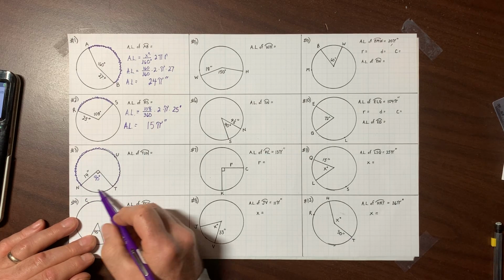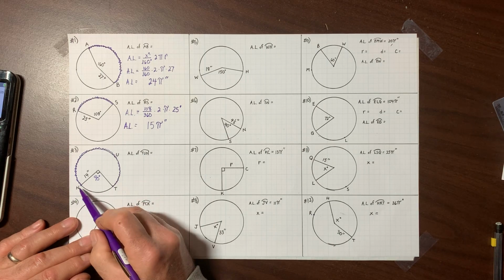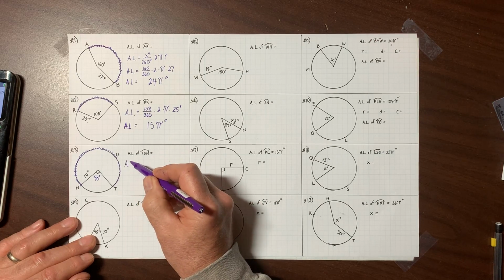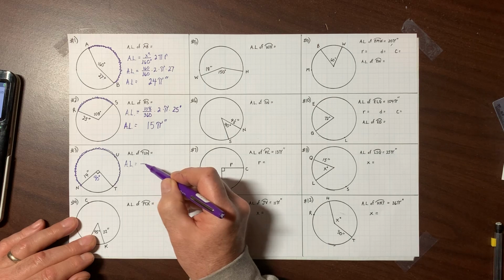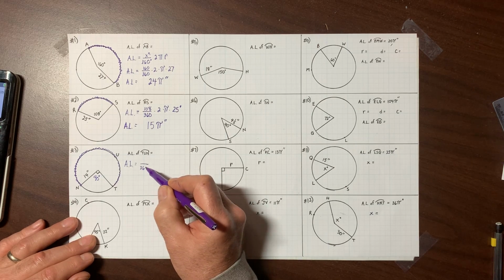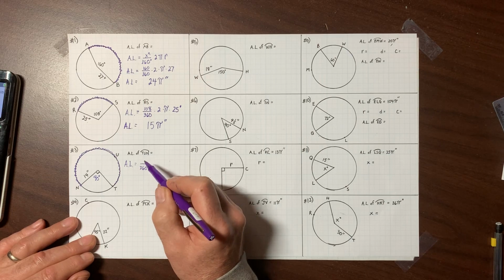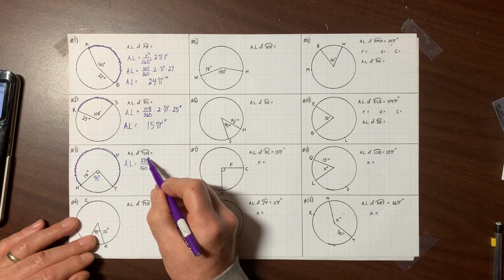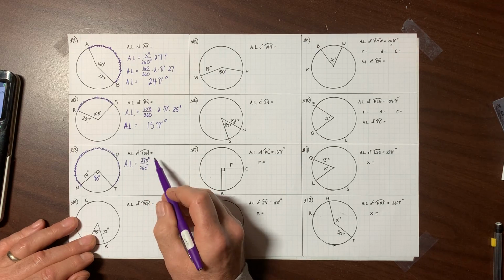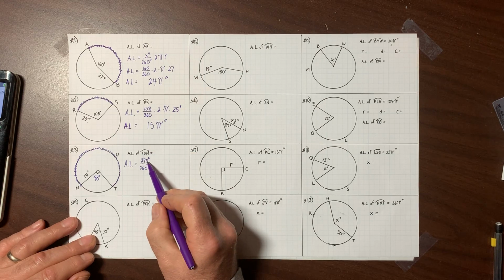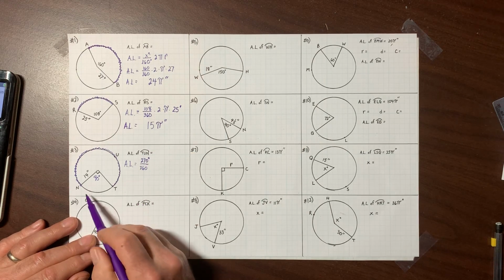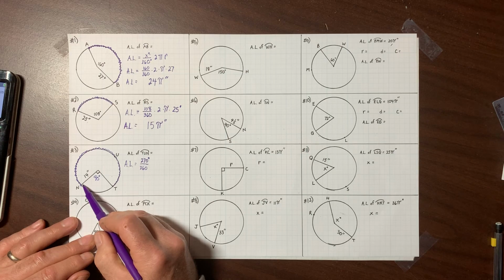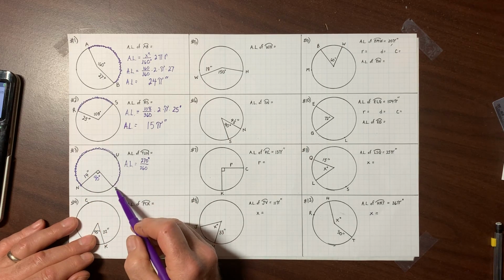N to T measures 90 degrees. So N all the way around to T the other way would be 270. So when I write my arc length formula out, above that 360 I need to put the degree measure of the arc I'm trying to find, which would be TUN, which would be 270 degrees. The error that is most often made on a problem like this is for someone to put the 90 there. You would put 90 if you're trying to find the arc length of NT, but we're not. We're trying to find the arc length of the major arc from N to T.